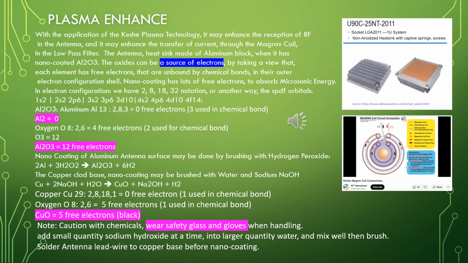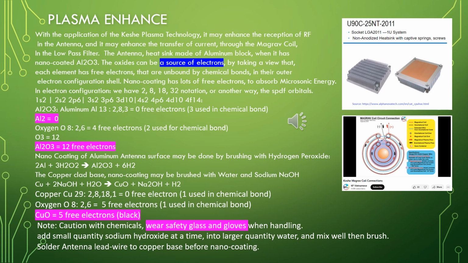Copper Cu 2-8-18-1 equal to 0 free electrons, 1 used in chemical bond. Oxygen 2-8-6 equal to 5 free electrons, 1 used in chemical bond. CuO equal to 5 free electrons, black in color.